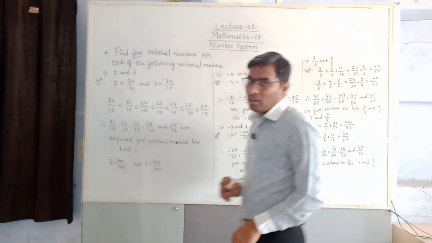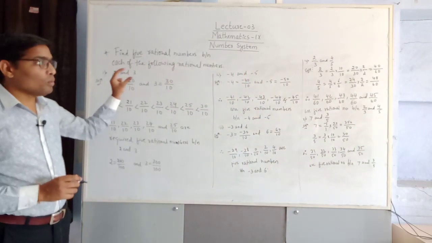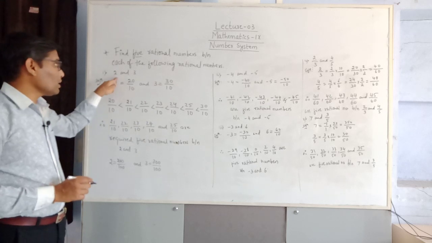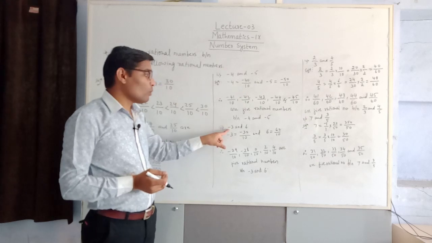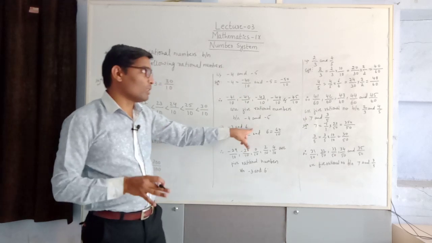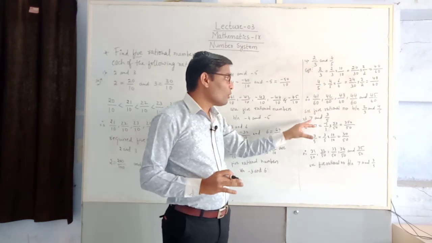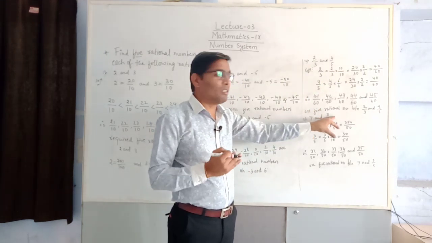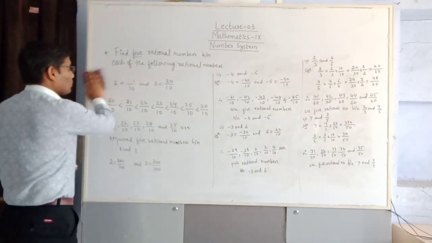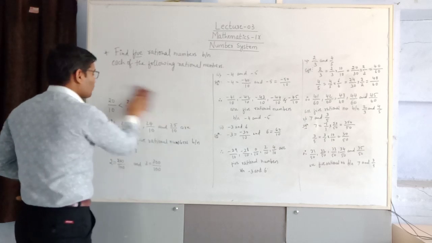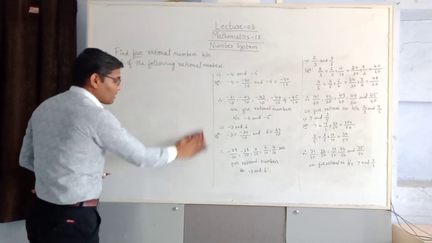This is a way of finding rational numbers between two given rational numbers when both are positive integers, when both are negative integers, when one is a negative integer and another is a positive integer, when both are fractions already in the p by q form, and when one is an integer and another is a fraction. Now there are a few more types of numbers. Let's discuss those also. That is when both are in the p by q form but the denominators are the same instead of different.